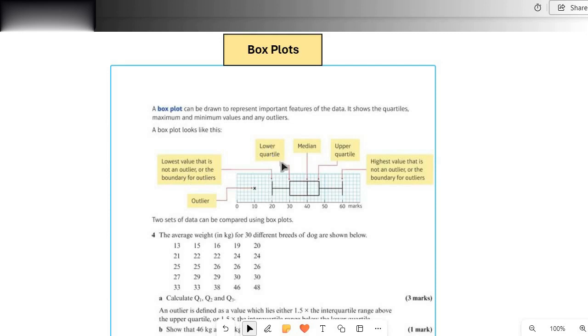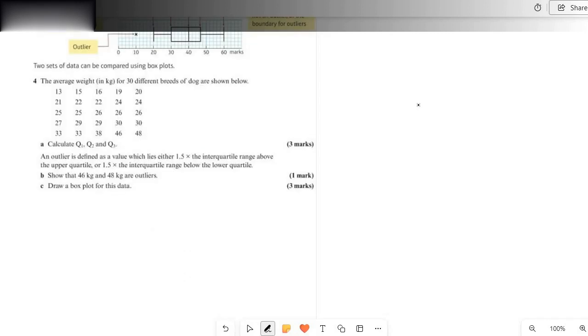Similarly, we have the quartiles. Q1 being the lower quartile, which is here, and the median being at the middle, which is at 40 here, and the upper quartile, which is Q3, is also included here. And at the end, we have a highest value that is not an outlier, or the boundary for outliers. Now let us do a math problem regarding this.